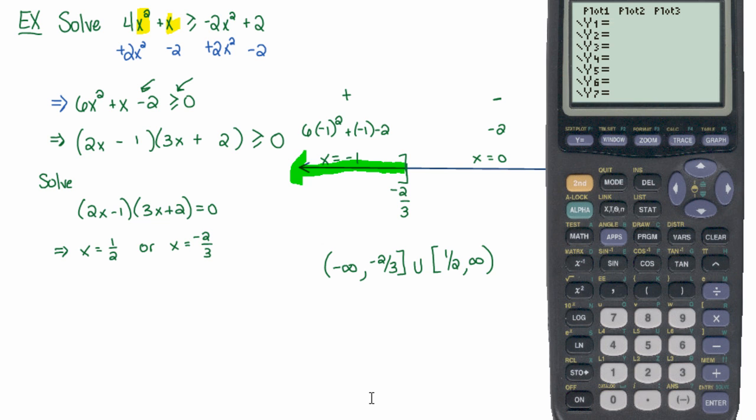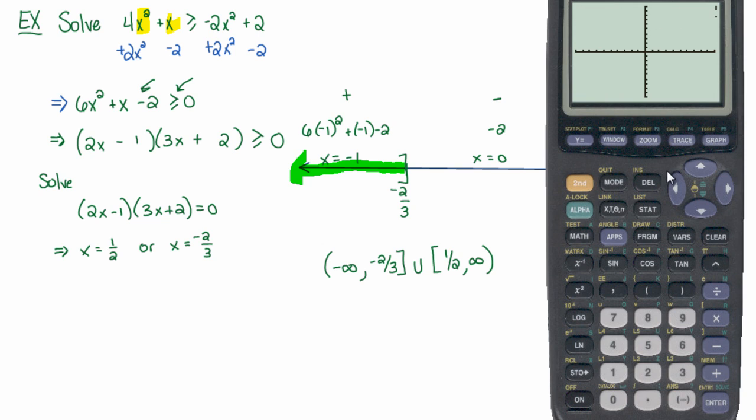Now, before we walk away from this example, I just want to show you why it's true that an entire region keeps it positive or negative or something like that. So what I'm going to do is graph this quadratic equation, 6x squared plus x minus 2.